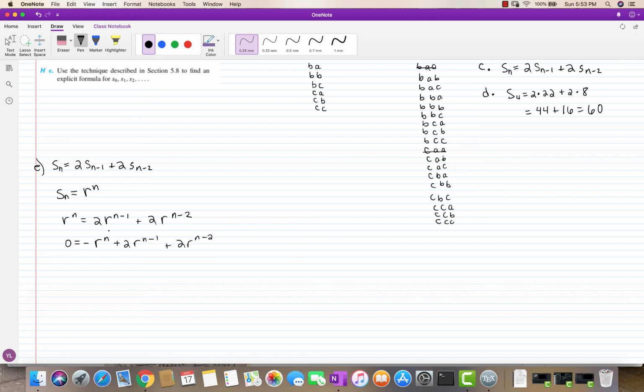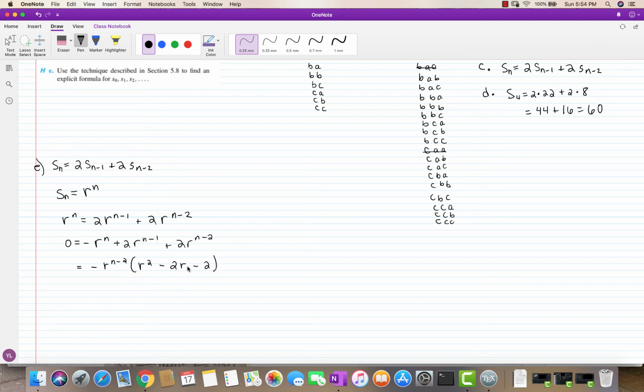Well, each of these terms has a power of r in it, so I'm going to factor out the biggest that I can, and I'll just go ahead and factor out the negative as well. I'm going to take out r to the n minus 2, and I'm left with r squared in the first term, 2r in the second term. I guess I have a negative there as well. And finally, 2 in the last term.